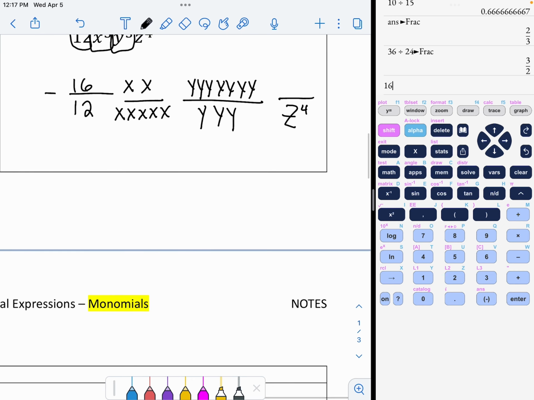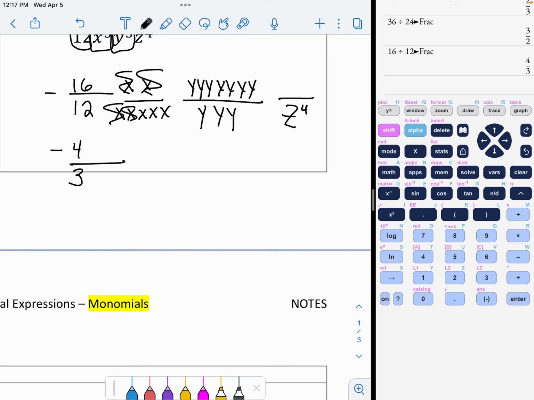Okay, so 16 over 12 reduced is 4 over 3. Now remember, I'm not using my calculator for my benefit. I know 16 over 12 is 4/3. However, there are probably students who are not able to do that, so I'm showing you how to use your calculator. This x and this x, that's 2, cancel with 2 down here.